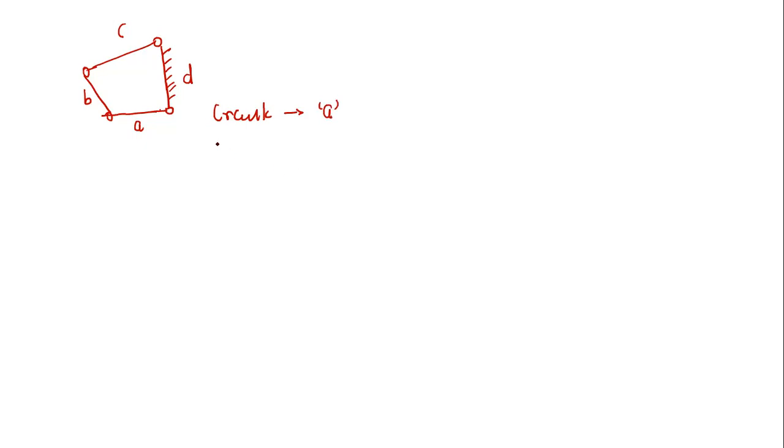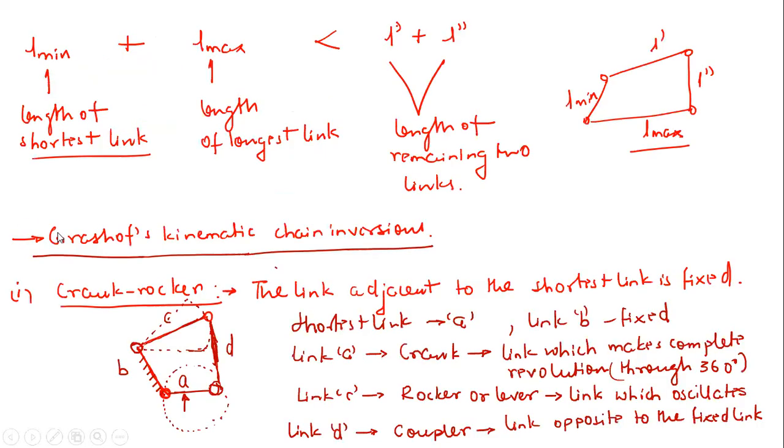Now in this case, which will be acting as a rocker? C. Rocker is link C, good. And which will be acting as a coupler? B. So now this is very easy to guess, right? Now that means we obtained two inversions here, correct? So two inversions are obtained, and both of these are crank, rocker. So they have been put under the category of crank rocker mechanism.